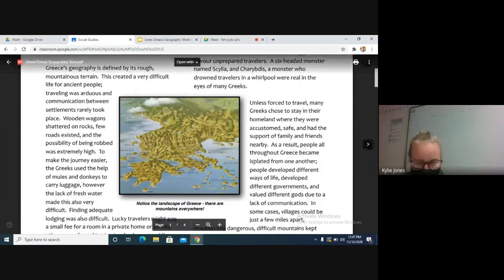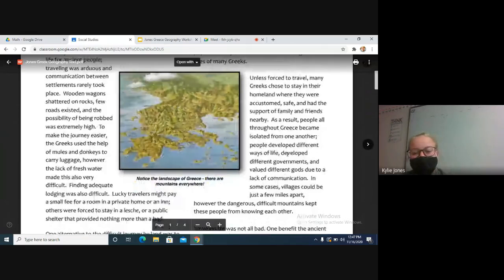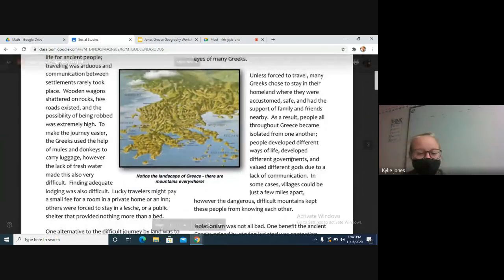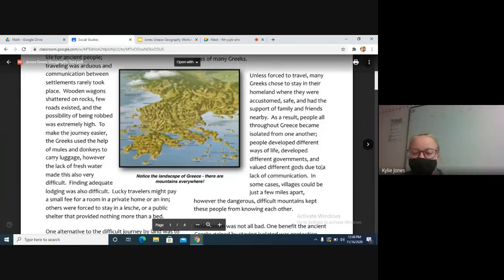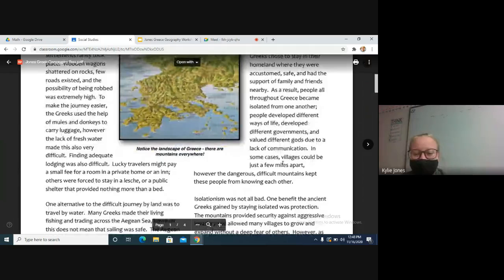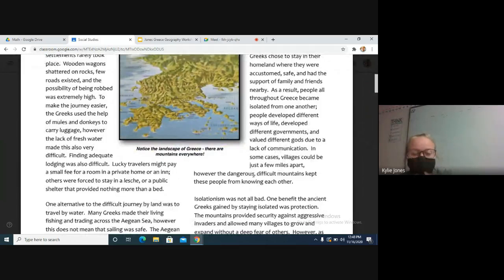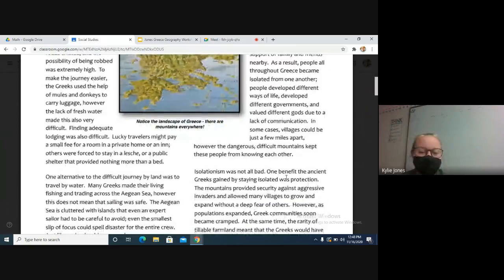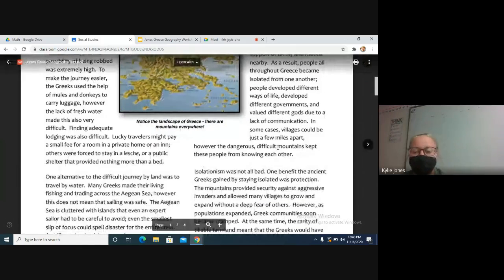As a result, people all throughout Greece became isolated from one another. People developed different ways of life, developed different governments, and valued different gods due to a lack of communication. In some cases, villages would be just a few miles apart. However, the dangerous, difficult mountains kept these people from knowing each other.